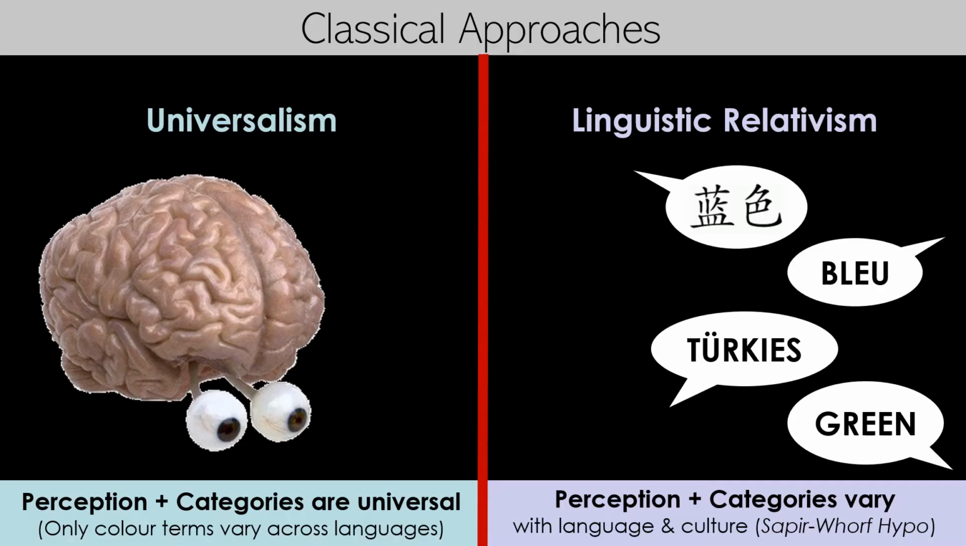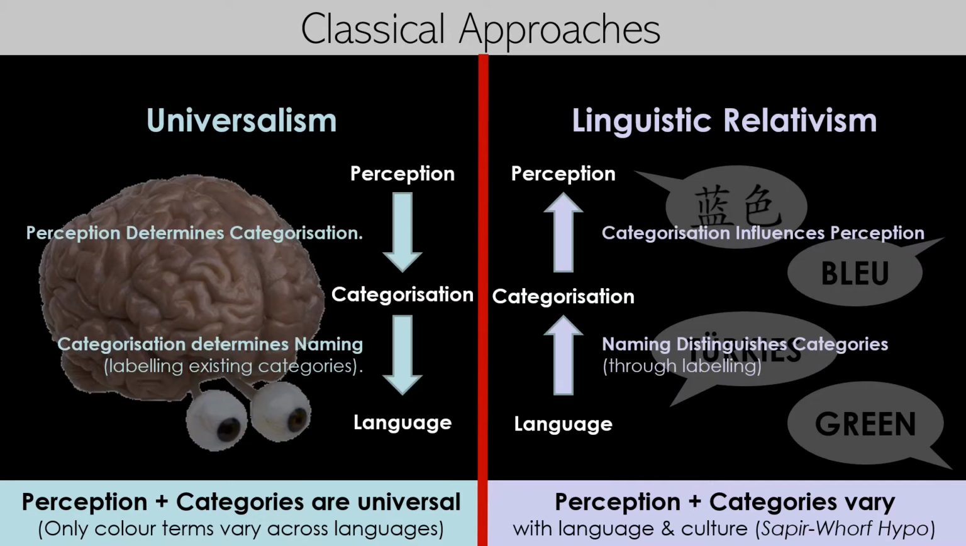Originally, there were two main hypotheses about the origin of color categories. Universalism predicted that color categories are universal in the sense that they do not depend on language and culture. And in contrast, linguistic relativism predicted that color categories depend on language and culture, following the so-called Sapir-Whorf hypothesis. The universalist reasoning was that categorization is the result of the way we perceive colors, and the role of language is merely to map labels onto those perceptually defined categories.